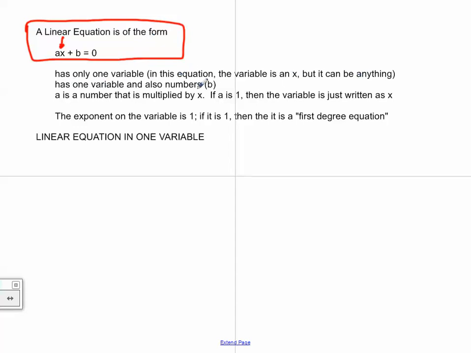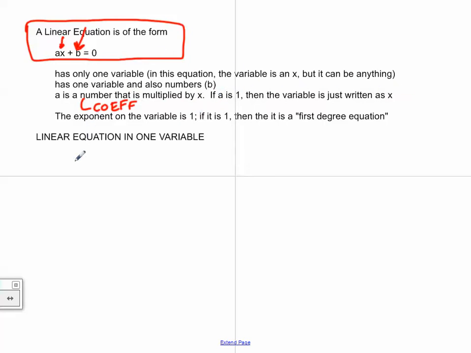It has only one variable and also numbers. b would be the number part. If we're talking about terms, ax is a term, b is a term. ax would be the variable term, b is the constant term, and this is equal to 0. a is the number that's multiplied by x, and we also call that the coefficient of x, just as a refresher of our terminology. And if a is 1, then the variable is just written as x.